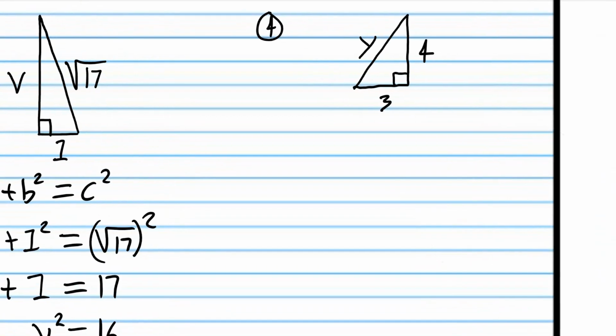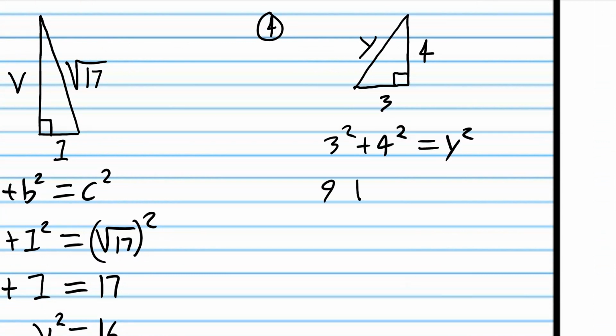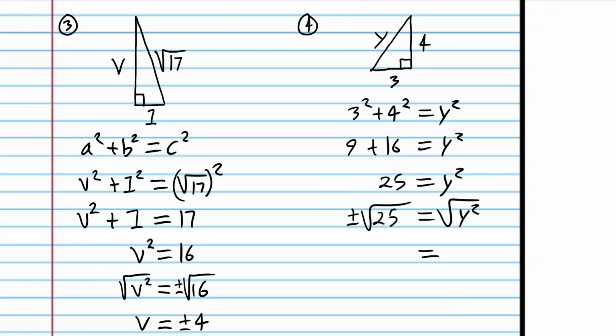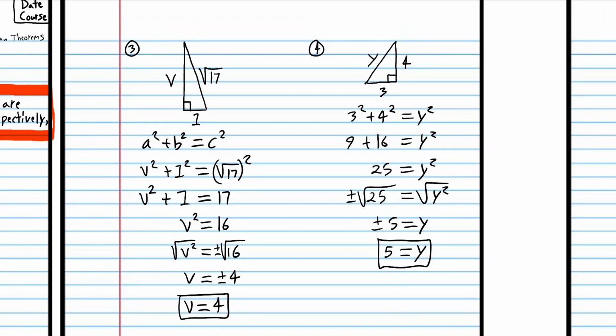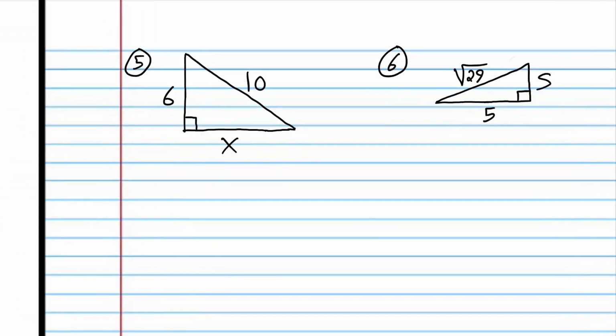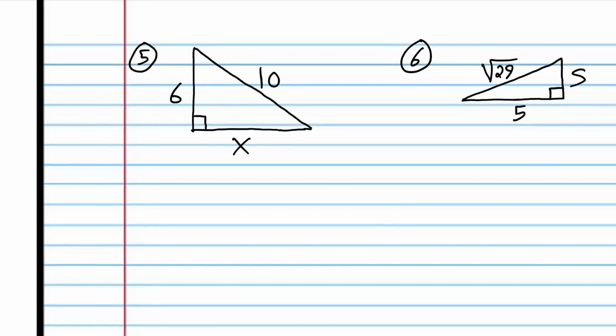All right, we're back. So 3 squared plus 4 squared is equal to y squared. We have 9 plus 16 is equal to y squared. 9 plus 16 is 25. Square root both sides, and we get y is equal to plus or minus 5. But of course, a side of a triangle can only be positive. So if you got 5, good job. All right. Try number 5, and when you come back, we'll do it together.